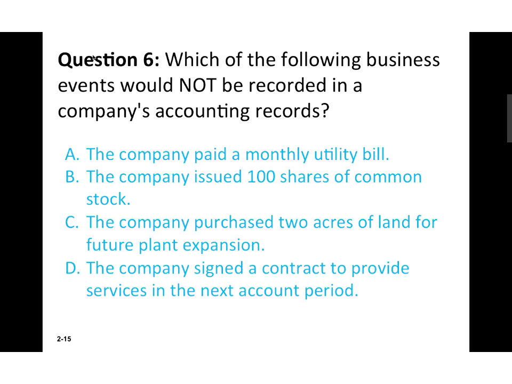The company paid a monthly utility bill. The company issued 100 shares of common stock. The company purchased 2 acres of land for future plant expansion. And the company signed a contract to provide services in the next accounting period.